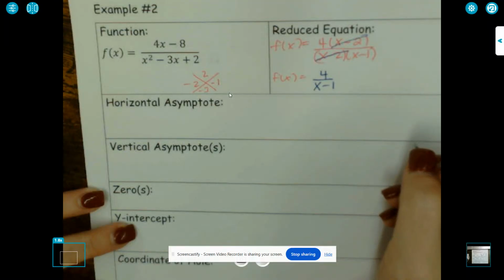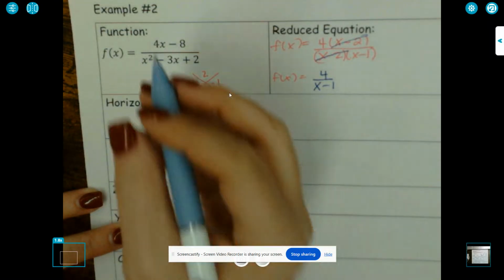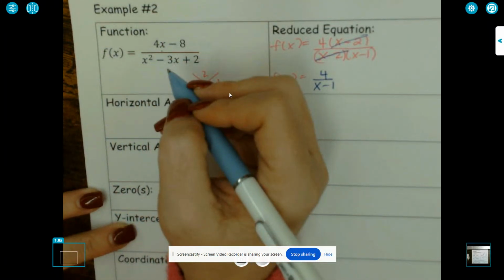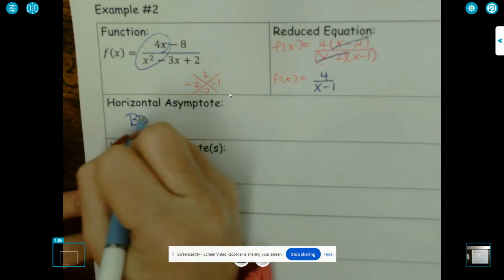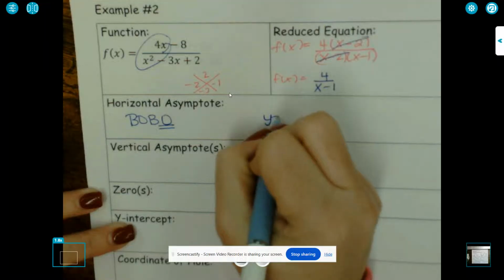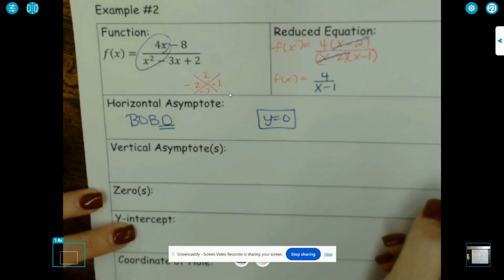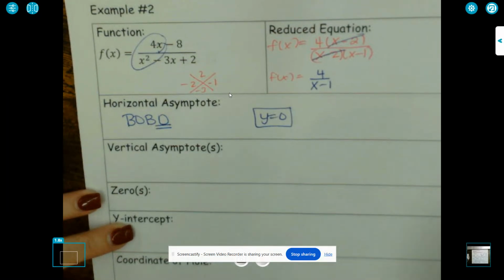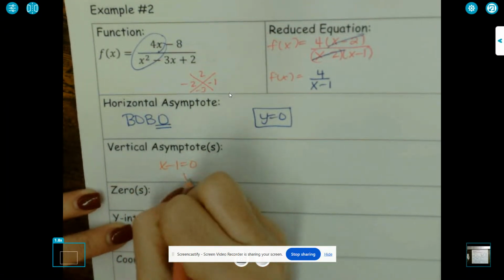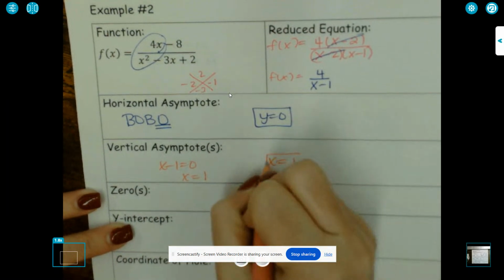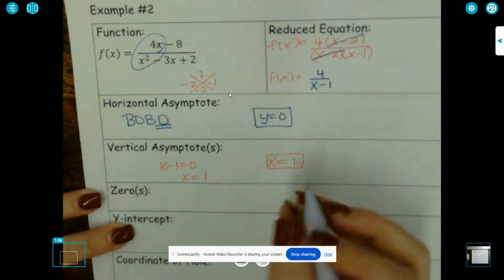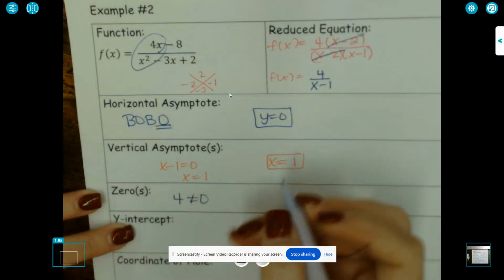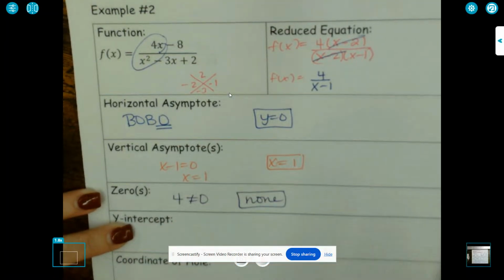So for BOBO BOTN, bigger on bottom, that's BOBO, means y equals 0. Vertical asymptotes come from the denominator. So we're going to say x minus 1 equals 0 when x equals 1. So we have a vertical asymptote at x equals 1. Zeros will be when the top equals 0. The numerator is only 4. 4 is never going to equal 0. So there are no zeros in this function.